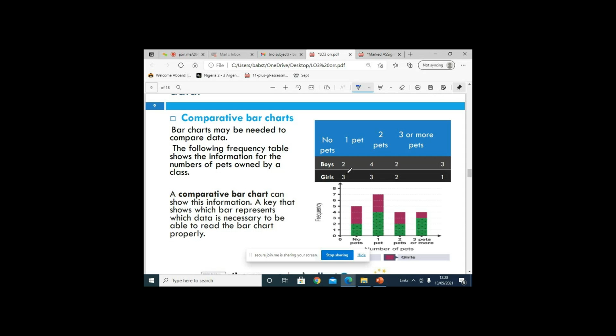If it were a normal bar chart, you would just put those. But because it involves boys and girls, that's why we have to do a comparative bar chart. If it just involved pupils with number of pets, we could use a simple bar chart. But this one, because they gave us data with boys and girls, you have to use a comparative bar chart.